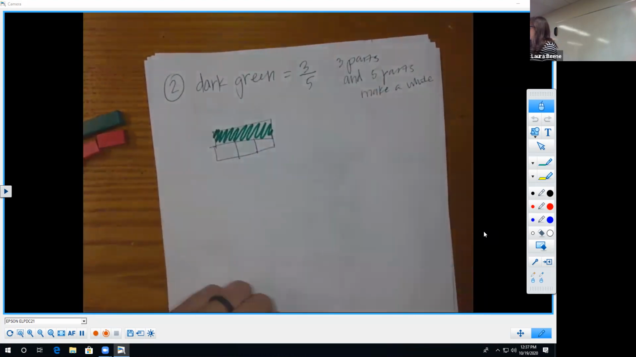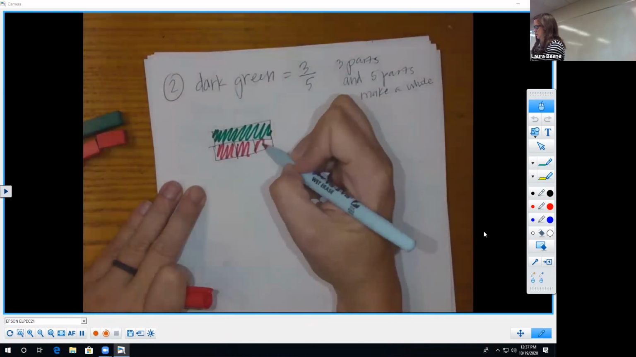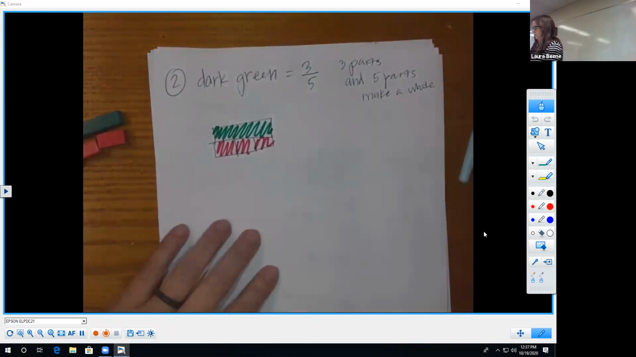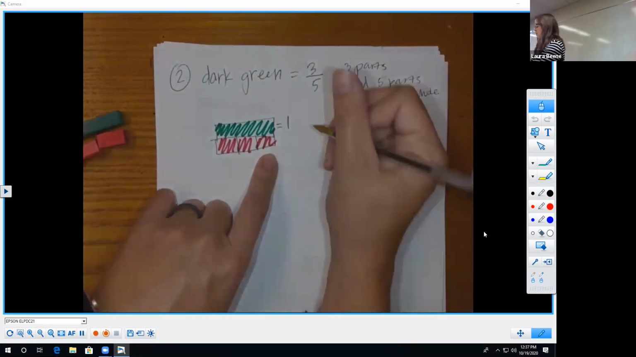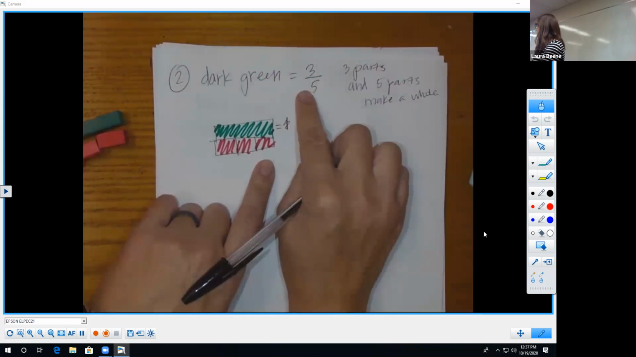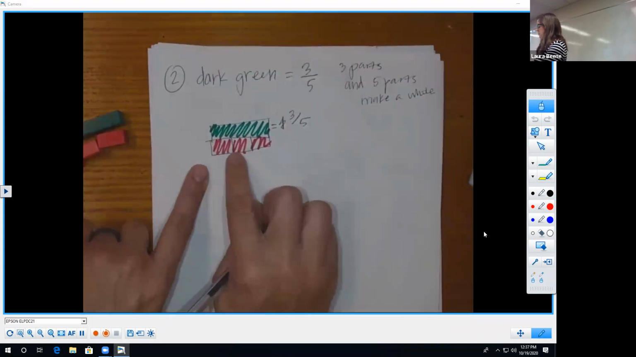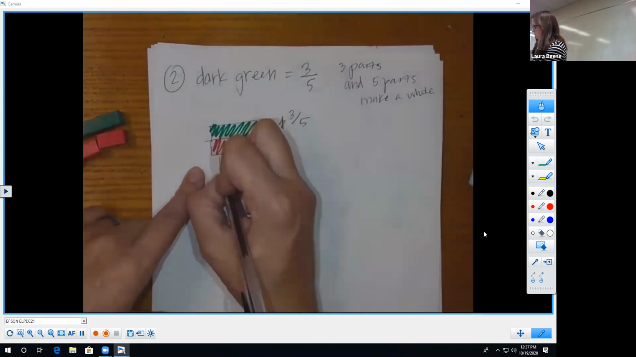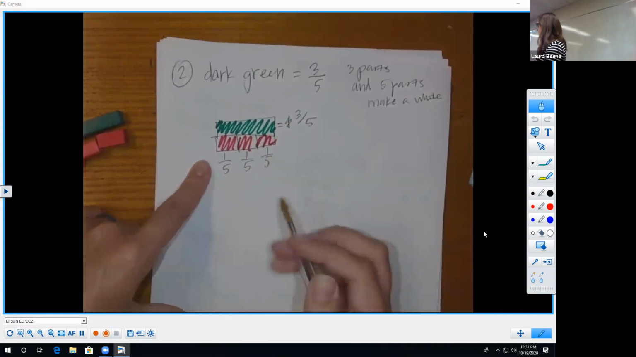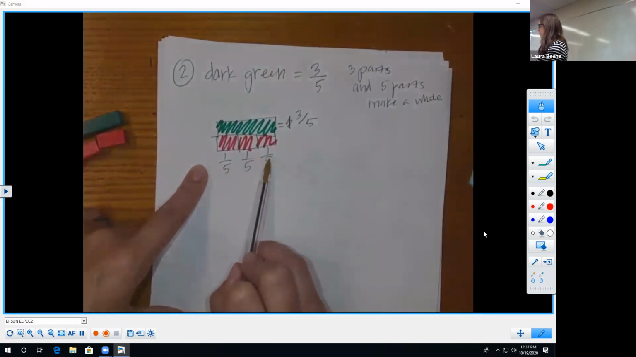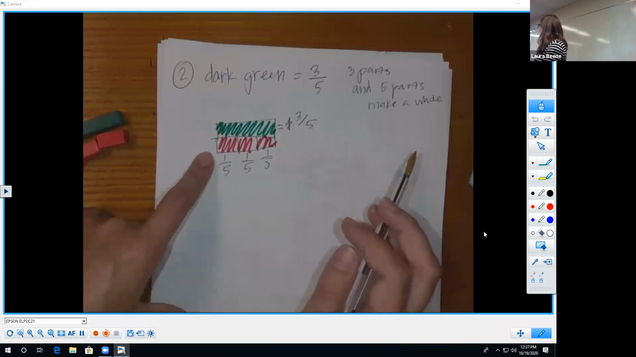And this is how you would write it on your test for your answer. There's my reds. So this is my whole right here, right? Dark green is 3/5. I don't know the whole here. So these 3 pieces each represent 1/5, 1/5, 1/5, because if I add them up, 1/5 plus 1/5 plus 1/5 equals 3/5. These are equal lengths. So you add 2 more reds.